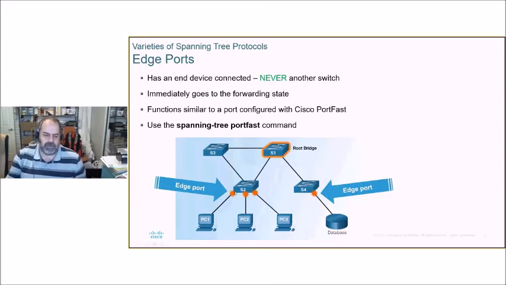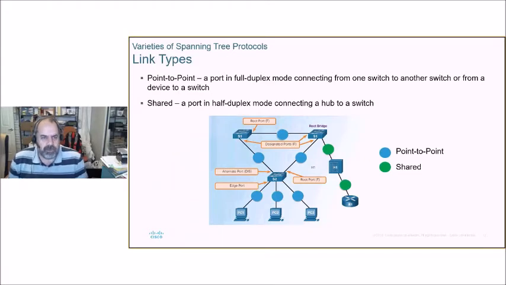And so these are edge ports where you have a host plugged in, basically. Now, there are other link types, so there's point-to-point. So it's a port in full duplex mode connecting from one switch to another switch or from a device to a switch. And then there's a shared port, which means it's running in half duplex mode and will connect to a hub. And so basically, with the point-to-point ones, if one of the cables fails, it can cycle back to an alternate port straight away. And so that's the upside of rapid spanning tree. With shared ports, basically, it has to behave like the old 802.1d.